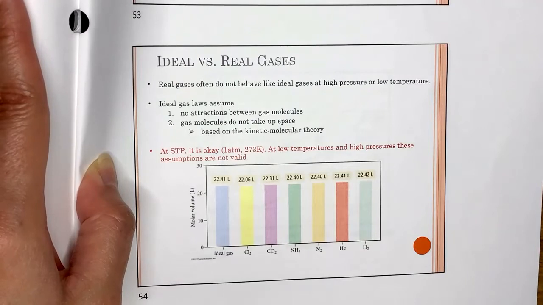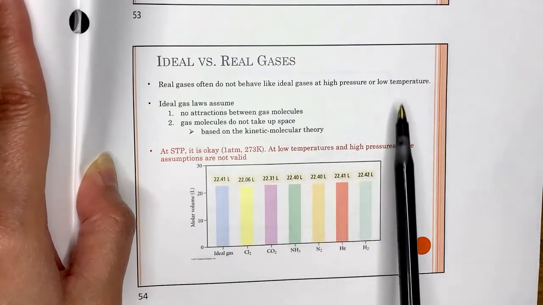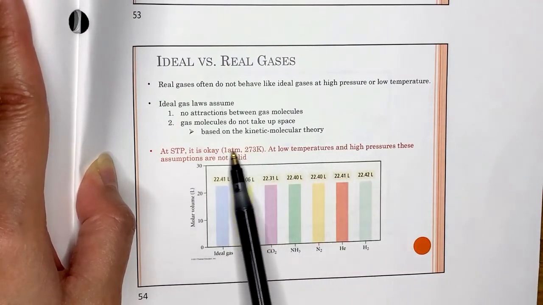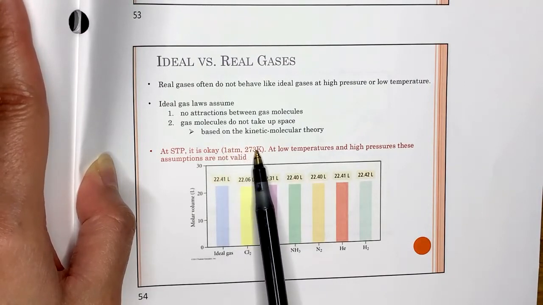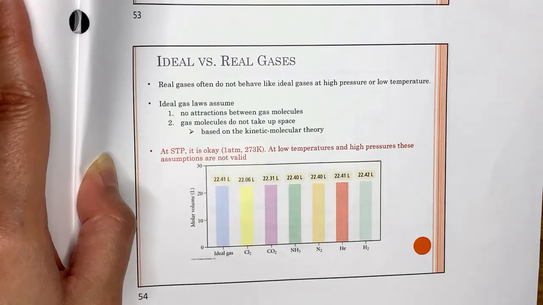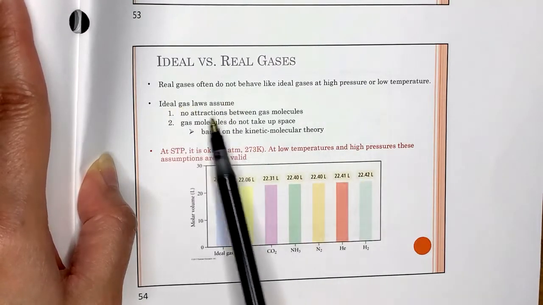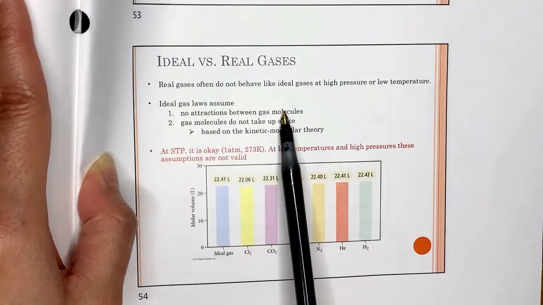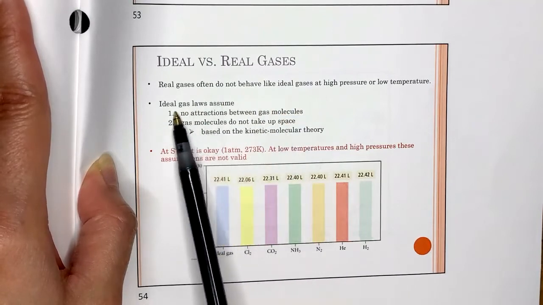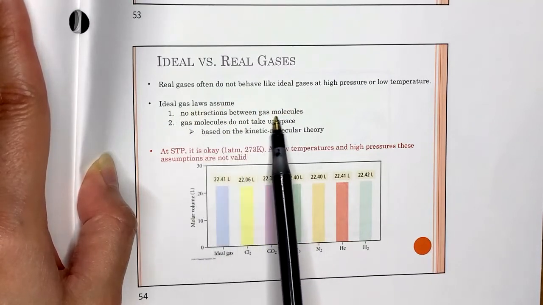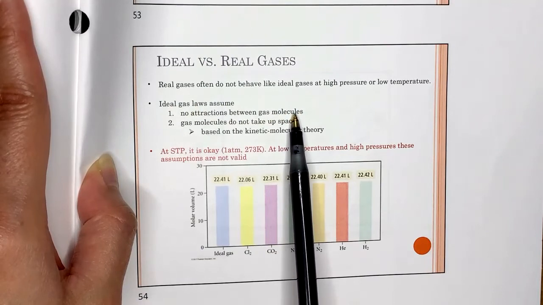Everybody's happy, okay? But if you change the parameters here, if you up the pressure too much, or you drop the temperature too much, then it becomes a problem. The gases are no longer ideal. Why? Because ideal gas laws assume that there are no attractions between gas molecules, which breaks down when the temperature gets too cold. When the temperature gets too cold, the attractions start to be significant.